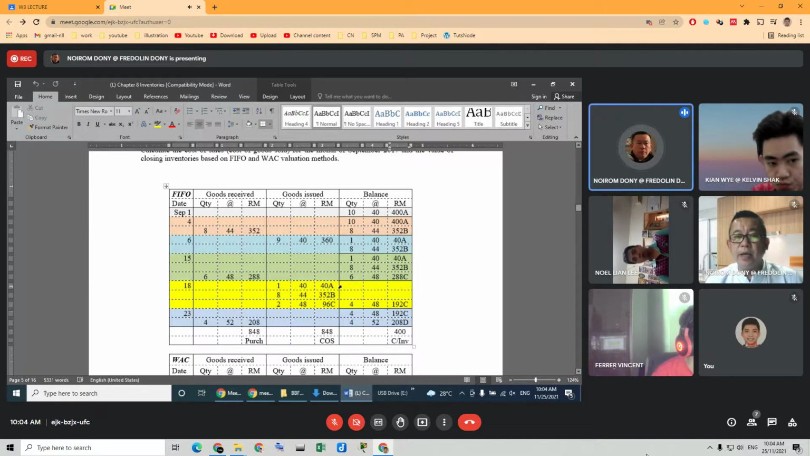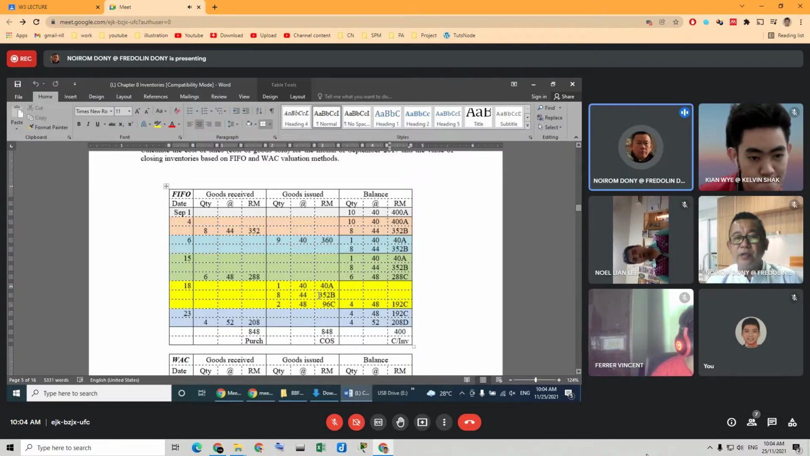And then not enough, so you still need 10. So you use the second batch. You issue all the second batch, 8, and the price per unit is 44. Then record the value, 352. The A and B, you don't have to record. This is only to show you they come from this batch. Then update your balance. Because you have issued all 8, all this will be blank.